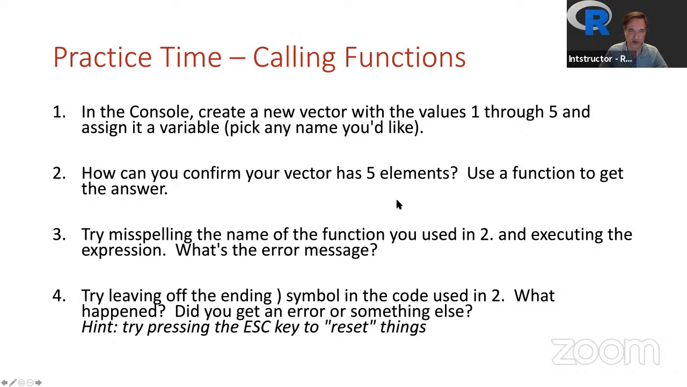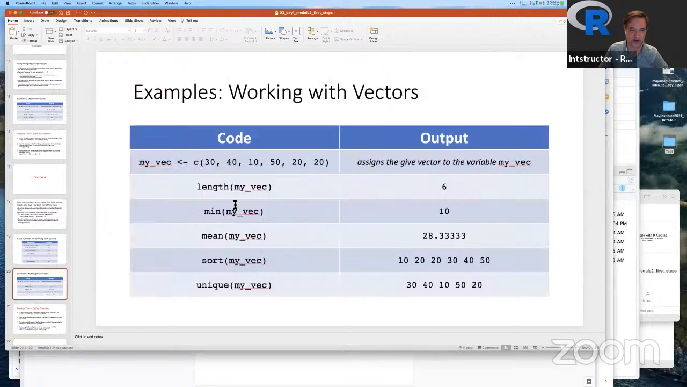I want you to confirm that this particular vector has 5 elements and use a function to operate on this vector to make sure that you're right. And then try some of these other things. So try to misspell the name of a function and see what error message pops out. This last one, try leaving off the ending closing parentheses and hit return on the expression that you use. I want to show you the error that pops up and how you can get out of that. Okay, so let's take a few minutes here to go through some of these examples. And just using functions on vectors is the key thing we're trying to do here.